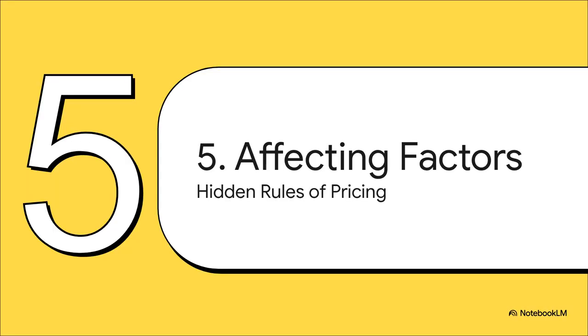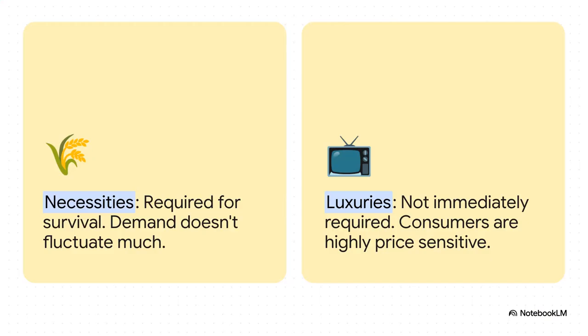Section 5. Factors affecting price elasticity. The hidden rules of pricing. So what actually determines if a product lands on the inelastic or elastic side? Well, primarily, the very nature of the commodity itself dictates its elasticity. If it's a necessity required for survival, like food grains, we just can't avoid buying it. That makes the demand less elastic. It really doesn't fluctuate much. On the flip side, luxuries like DVD players aren't immediately required, meaning consumers become highly sensitive to price changes.